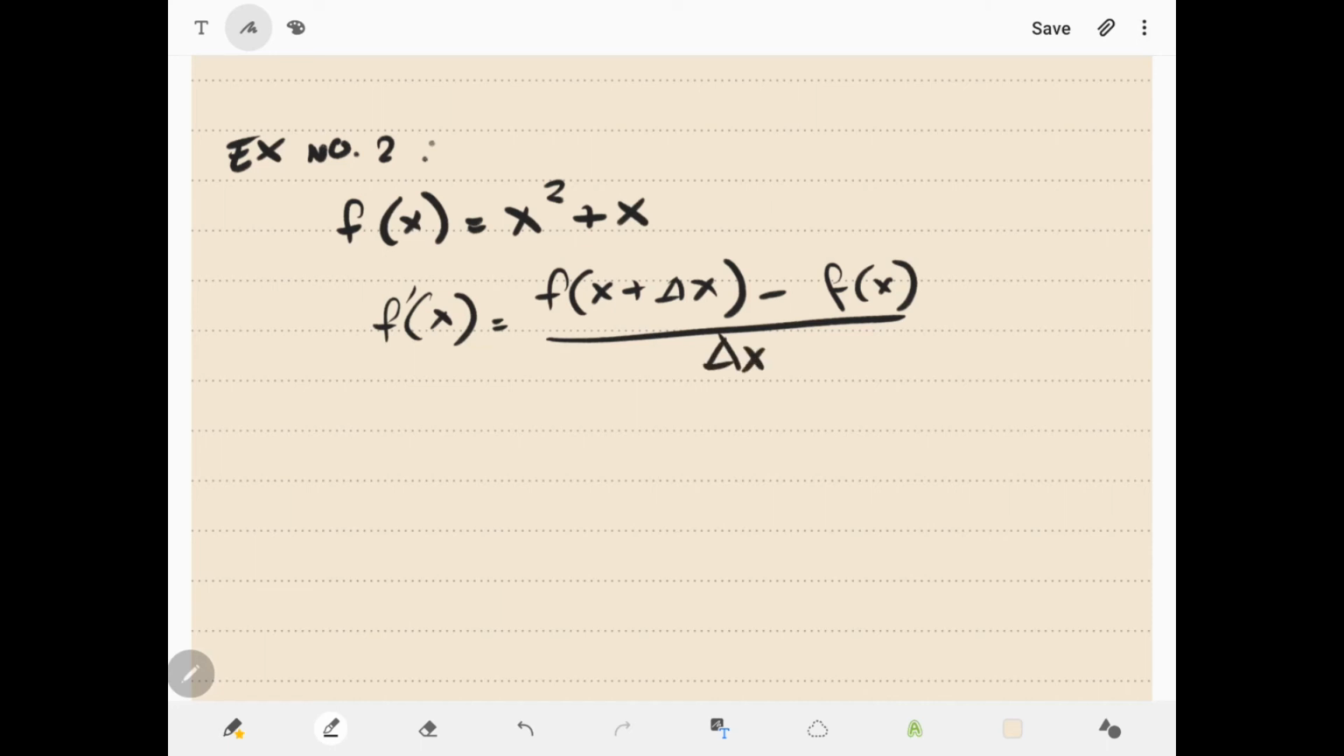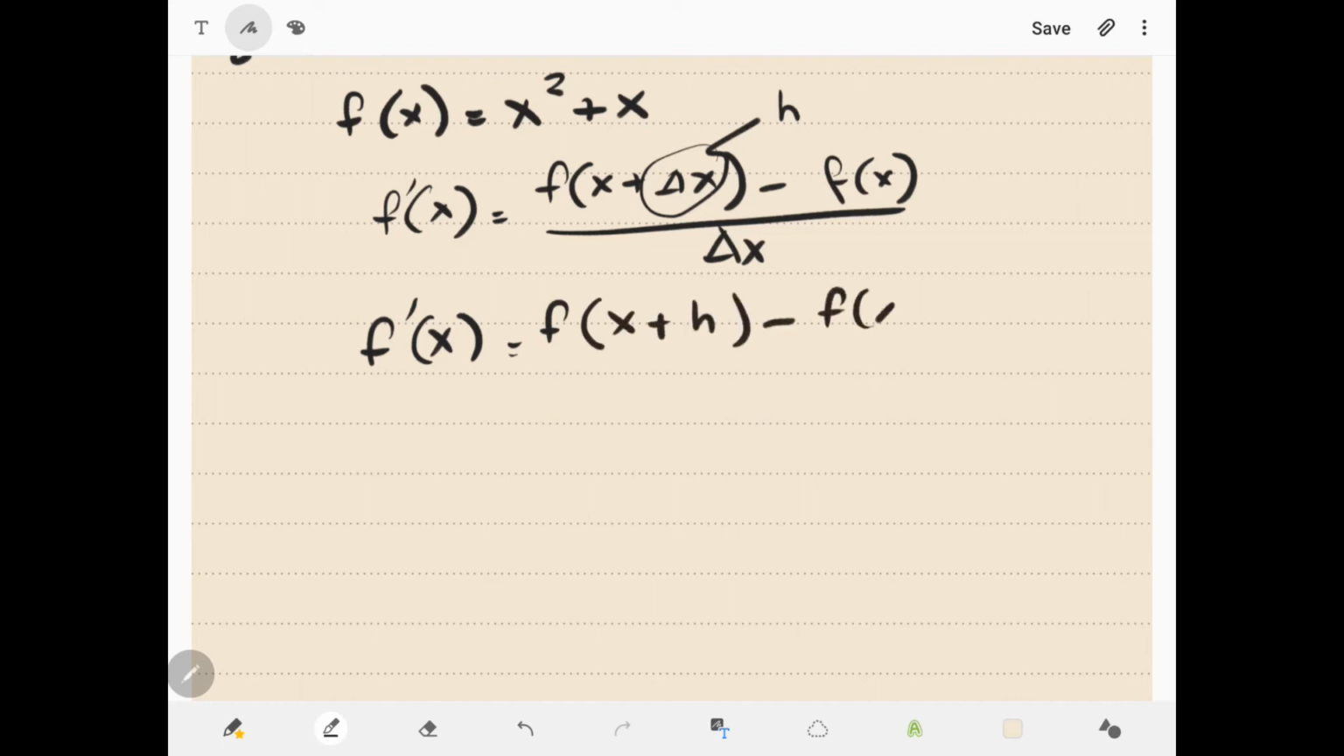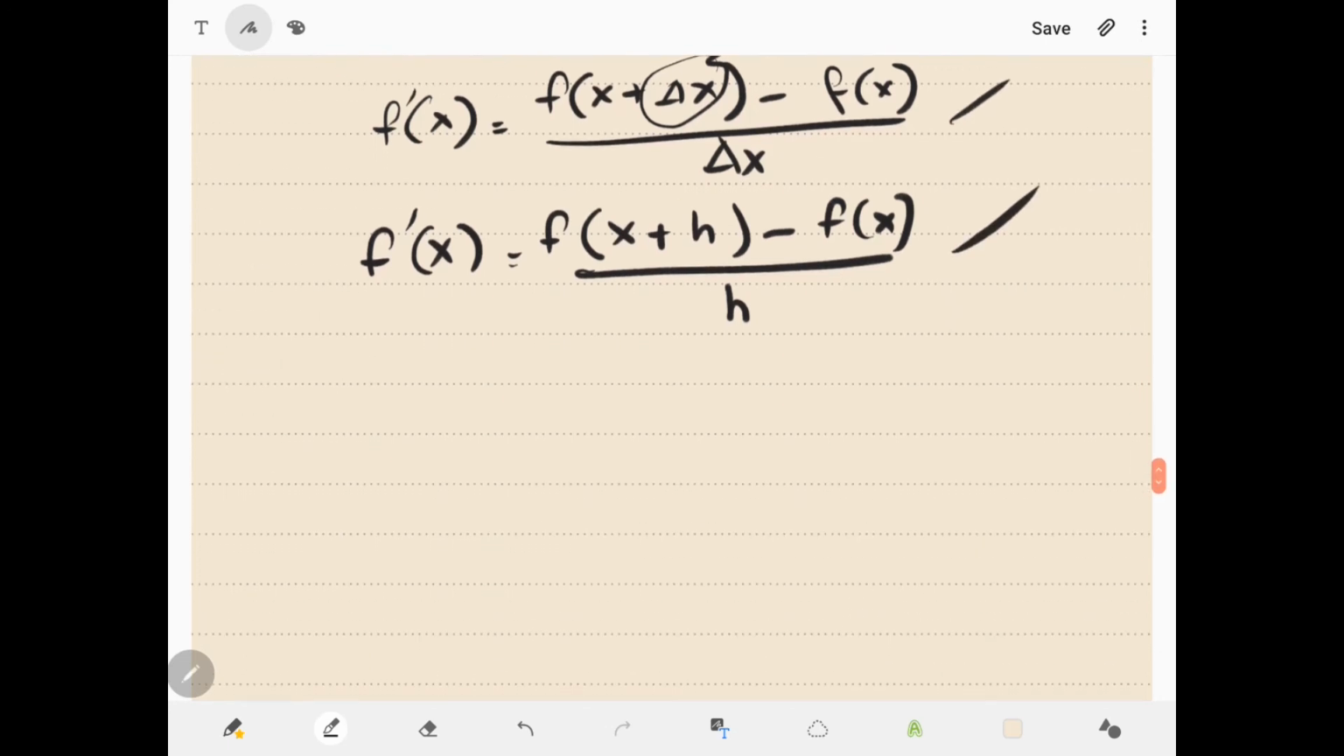Okay, so sometimes, by the way, this is called h. So let's write another form. Function of x plus h minus function of x over delta x or h. Okay, so this is just the same because in other books you can find this formula for the definition of limits. So by the way, it's just the same, so no problem with that.